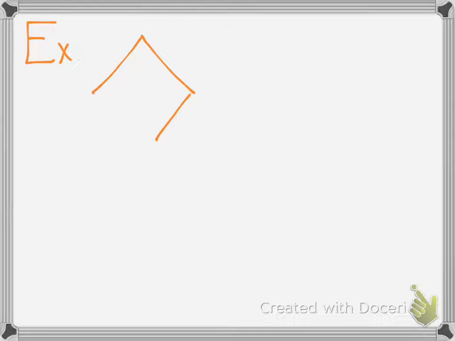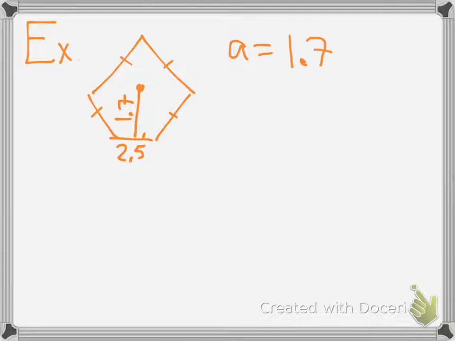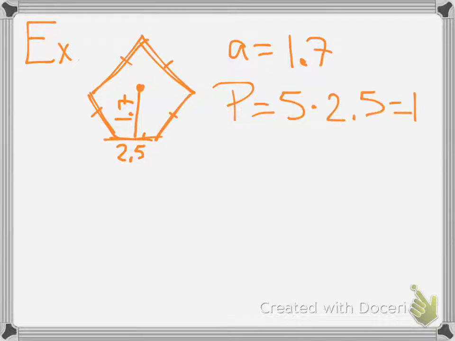So for example, we're going to say this is a regular pentagon because my drawing skills are supremely great. Anyways, so here's a regular pentagon. My apothem is 1.7. That's easy to see. The perimeter would be 5 times 2.5. Since every one of those sides is 2.5, I would say 5 times 2.5 and get 12.5.